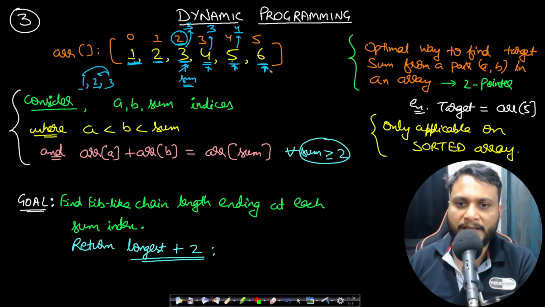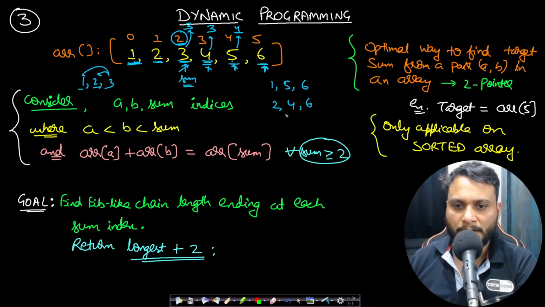Right? Now ending at this 6, you can have 1 comma 5 comma 6, which is Fibonacci like, or you can have 6 and the previous value can be, let's say, 4, and another previous value as 2, which adds up to this 4. Now you cannot add a 1 to the left of it because 1 plus 2 is not equal to 4, therefore I cannot add a 1 here. So the maximum that I can get here is 3.